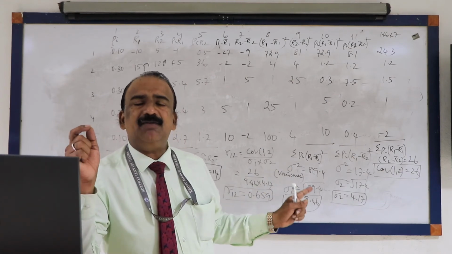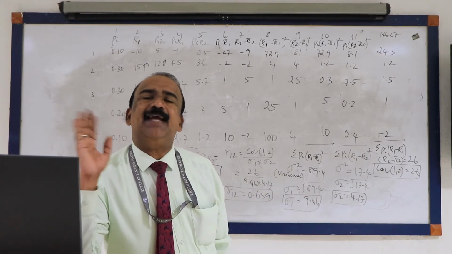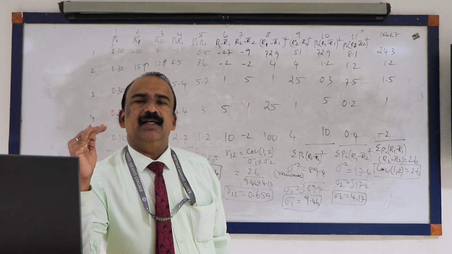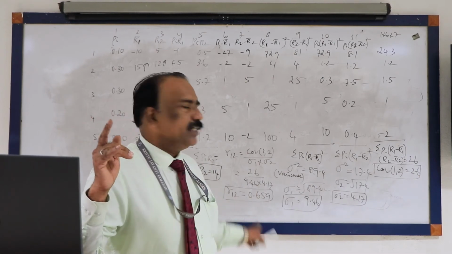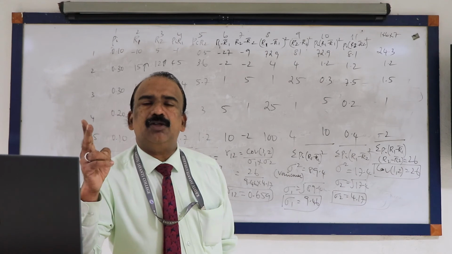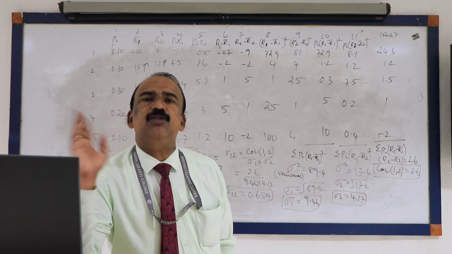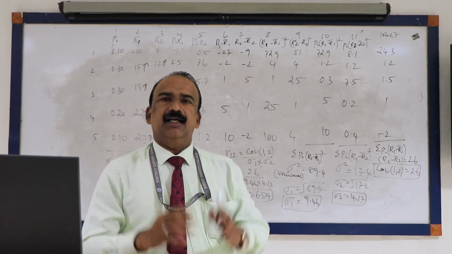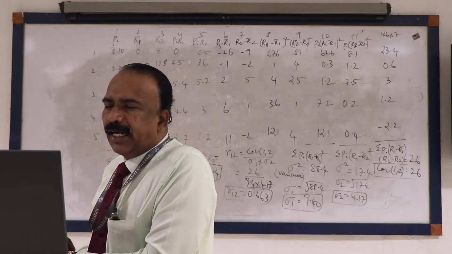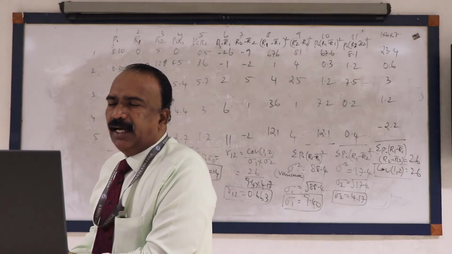Covariance is positive, so both the stocks are moving in the same direction. Second one, correlation is 0.659. There is a high positive correlation between the two stock returns. So with that, you give the conclusion.